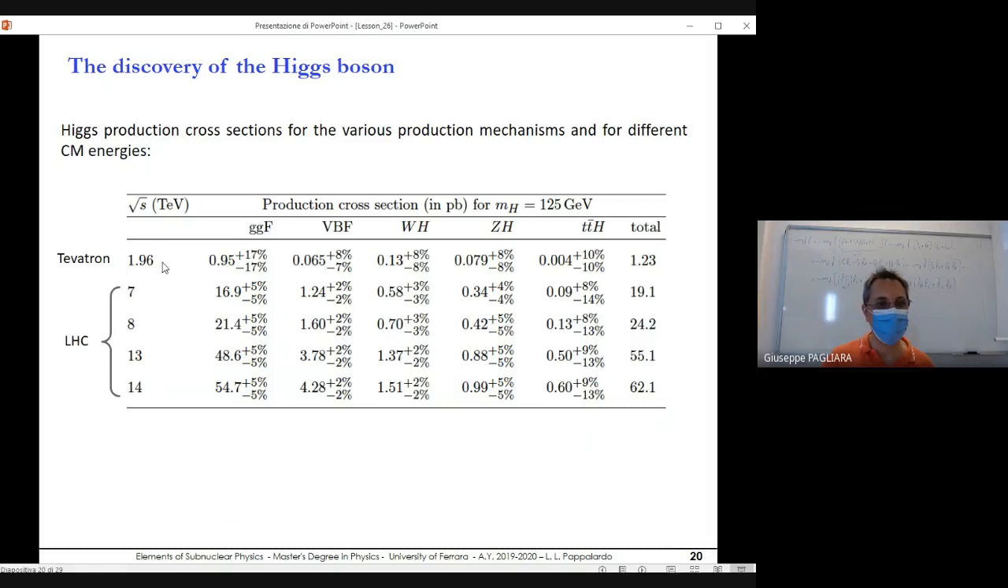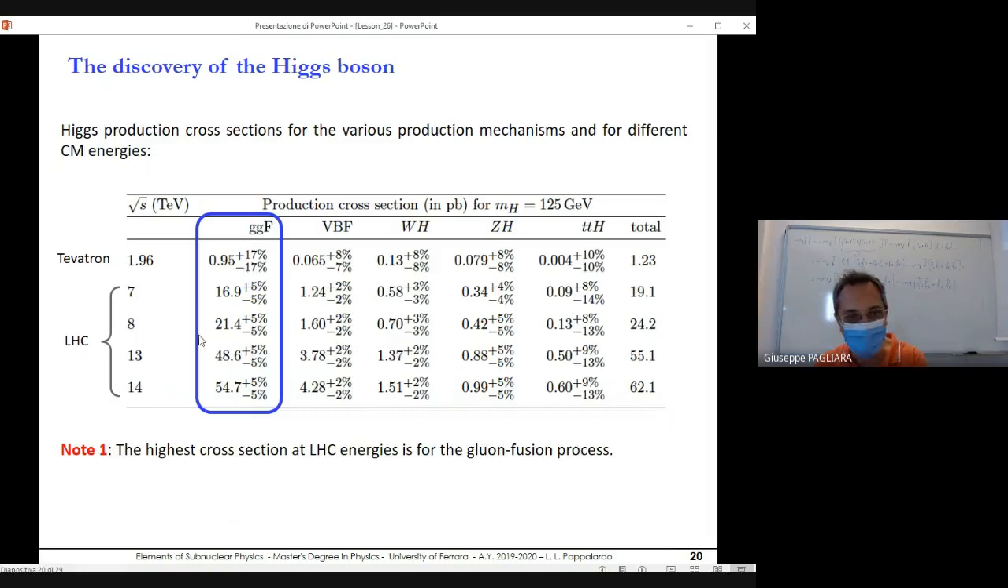Here we have the Tevatron at almost 2 TeV in the center of mass, and the Large Hadron Collider at different center of mass energies: 7 TeV, 8 TeV, 13, and 14. And here you have all the main production mechanisms for the Higgs: gluon fusion, vector boson fusion, associated production with the W, associated production with the Z, and associated production with top pairs. Now, what the numbers tell you is that if you look at gluon fusion, the cross-section values are much, much larger at the Large Hadron Collider than for any of the other mechanisms. So indeed, gluon fusion is the dominant mechanism to produce Higgs bosons at the Large Hadron Collider.